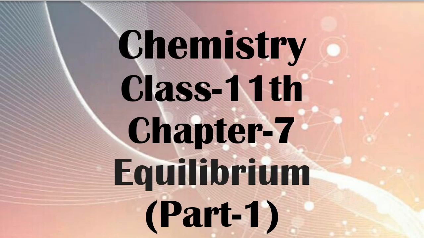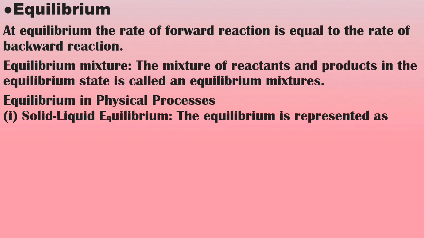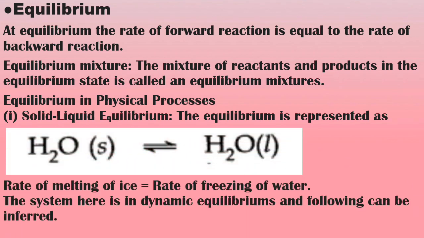Good morning, students. Today I am going to start chapter number 7, Equilibrium, Part 1. So, what is equilibrium? Equilibrium is a process in which the rate of the forward reaction is equal to the rate of the backward reaction.